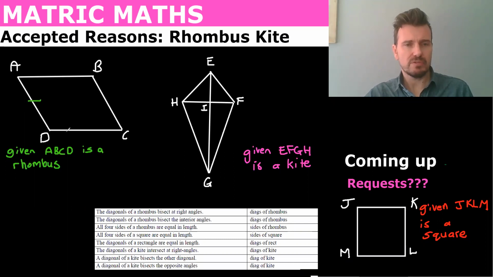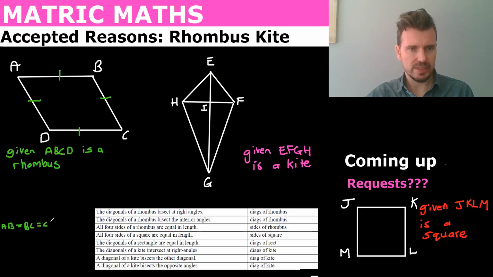If we're given that ABCD is a rhombus, we know that all 4 sides are equal, and so we can say that AB equals BC equals CD equals CA, and that's this one here, sides of a rhombus.